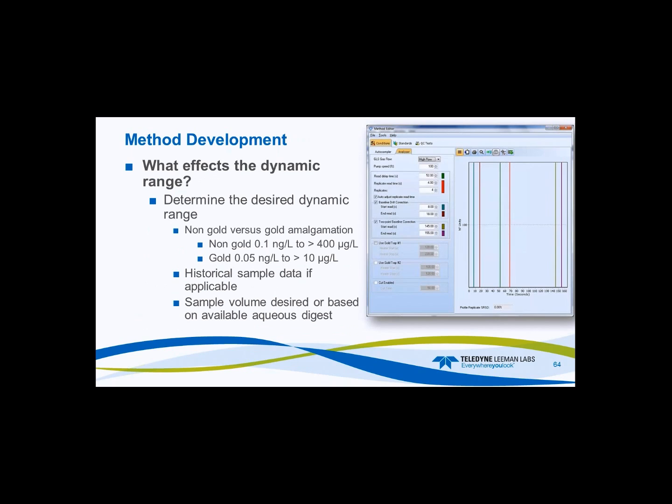So to determine dynamic range, in non-gold trap, the range is 0.1 nanograms to greater than 400 micrograms per liter. And gold is 0.05 to, you can run up to probably about 10 micrograms per liter, and that's by changing the parameters, the gas flow, the pump rate, and so forth. And you want to look at your historical data. So what data came from the customer, and then how do I need to develop these methods? And it could also be based on sample volume desired, or maybe it's available sample volume from the digest. So that's how you would set this up.